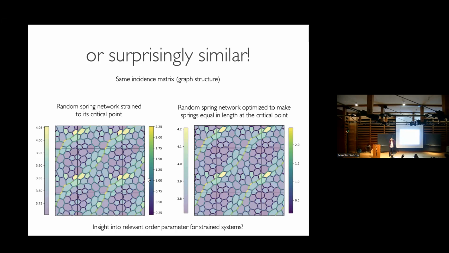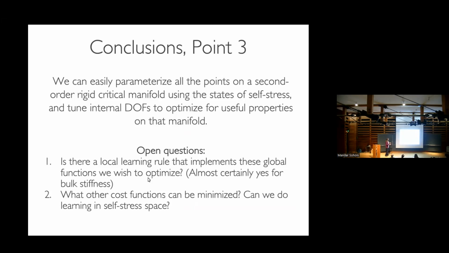So we can walk around on these critical points. And I'm really interested in thinking about learning in this space of critical points. So the conclusions there: one thing I should say is all of those pictures I showed you, we did via a global optimization, because of course that's way easier than figuring out what the local learning rule is that would do it. But we expect, because these systems have local interactions, that we should be able to find a local learning rule. And actually we kind of know what it is for bulk stiffness. We can do it.